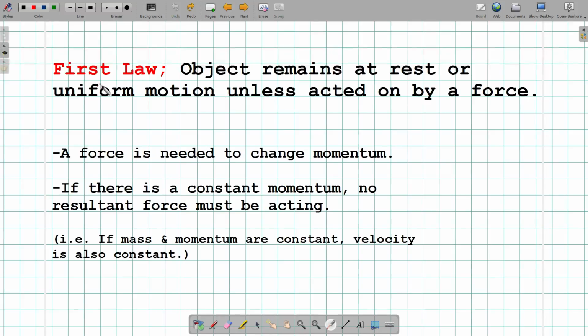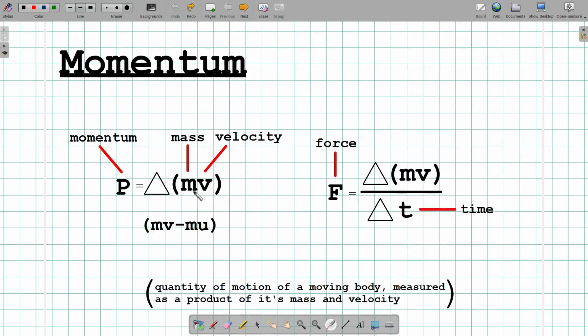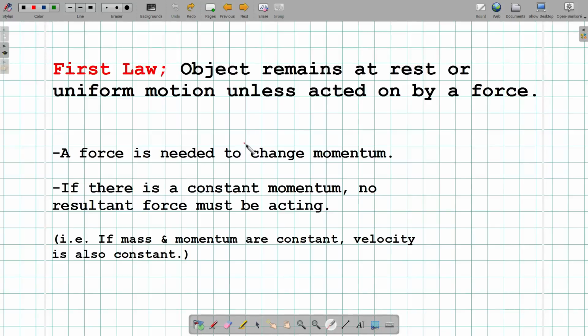So the first law we're looking at is that an object remains at rest or in uniform motion unless acted on by a force. So unless an object is acted on by a resultant force, it will remain at rest or in uniform motion. And so from this, we can know that a force will be needed to change the momentum of an object. Okay? Because in order to change momentum, either mass or velocity is going to have to change itself. To change momentum, one of those is going to have to change.